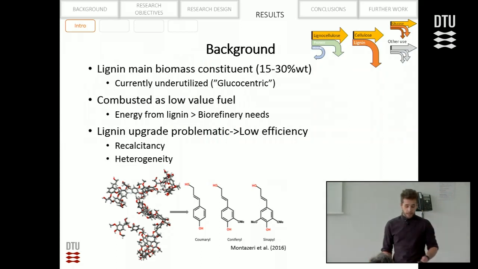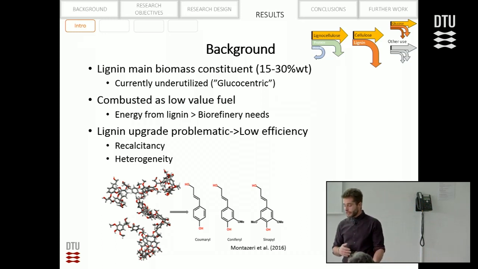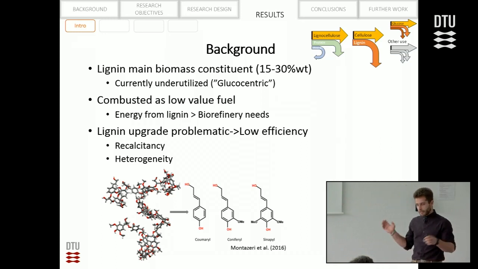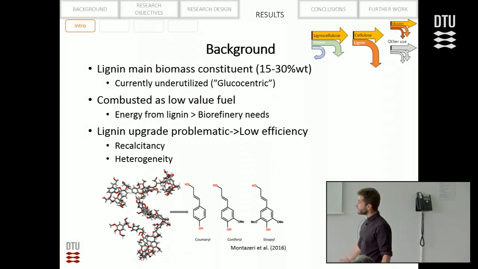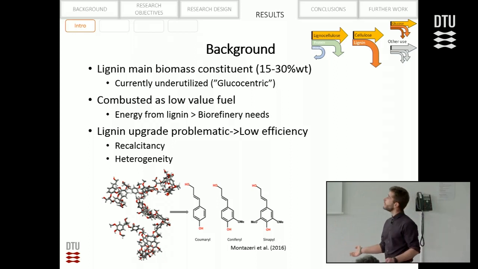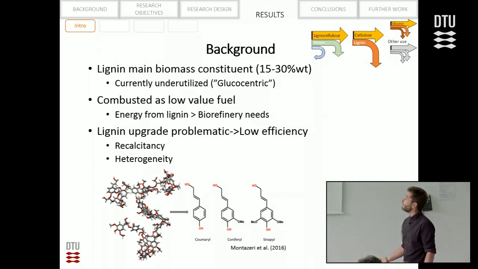So why lignin? Lignin is one of the main biomass constituents, and it accounts for between 15 to 30% of the total dry matter. Currently, since we are still talking about a glucocentric approach on the technology, it's combusted as a low-value fuel or sent to the biogas, but the amount of lignin available is much higher than the energy needs for the biorefinery. So there's an interest to exploit these components for the production of value-added products. There is only one problem.